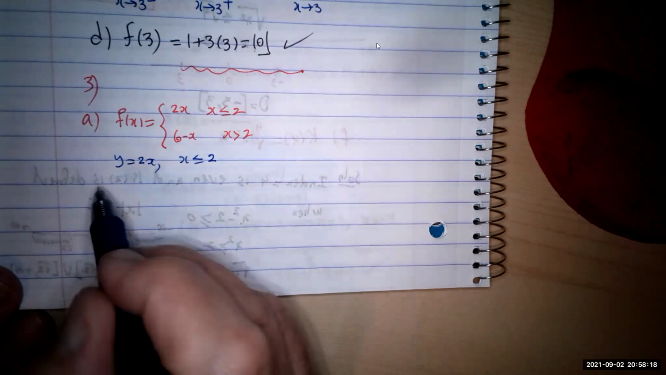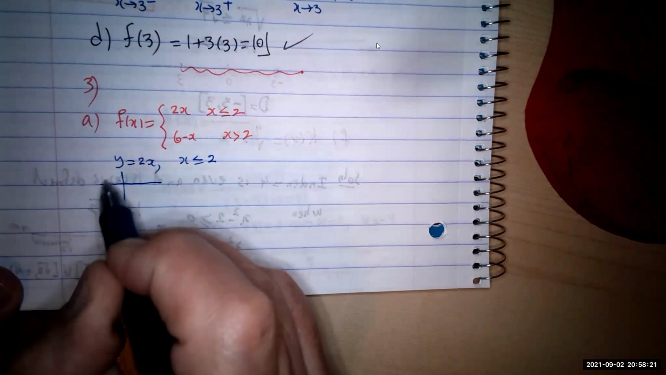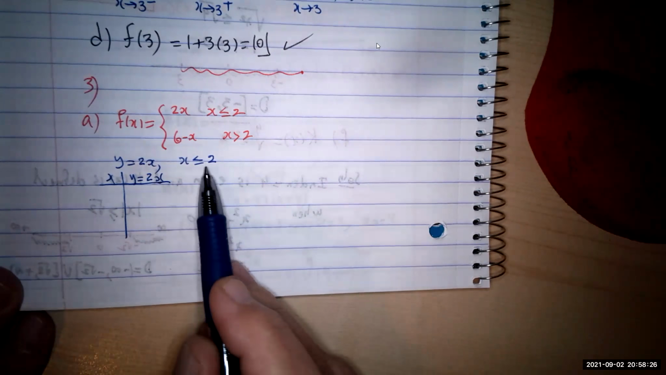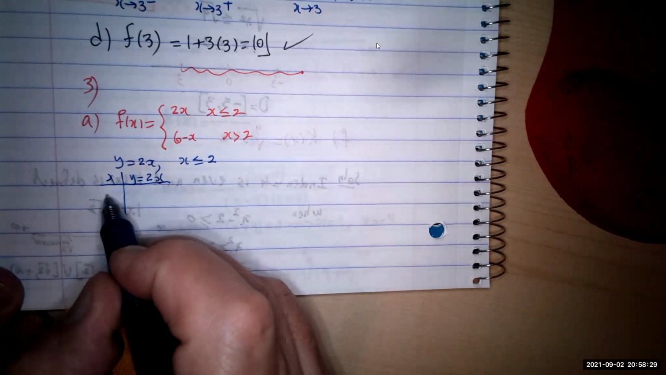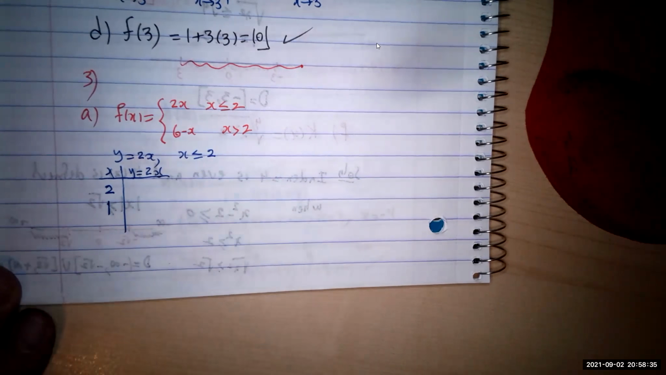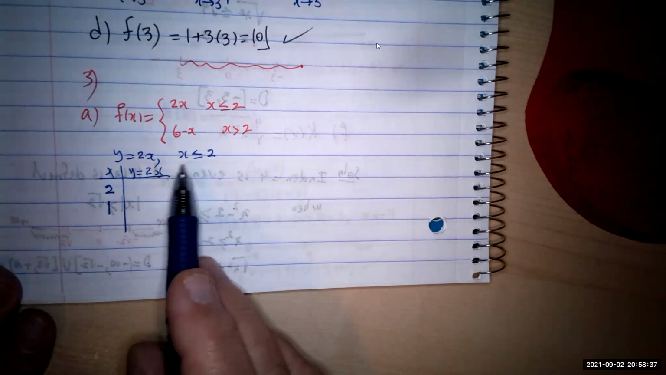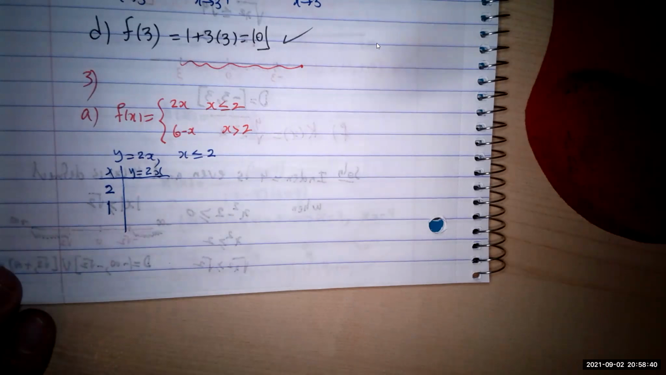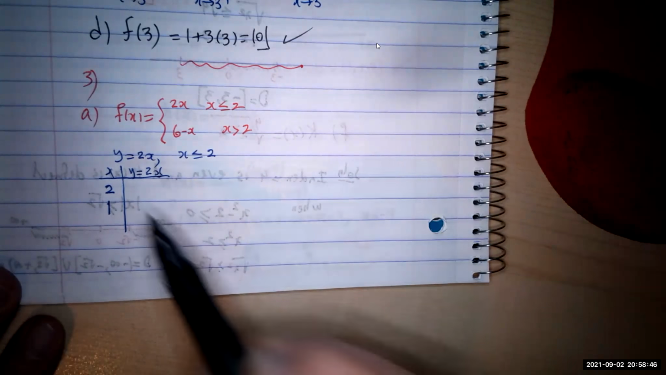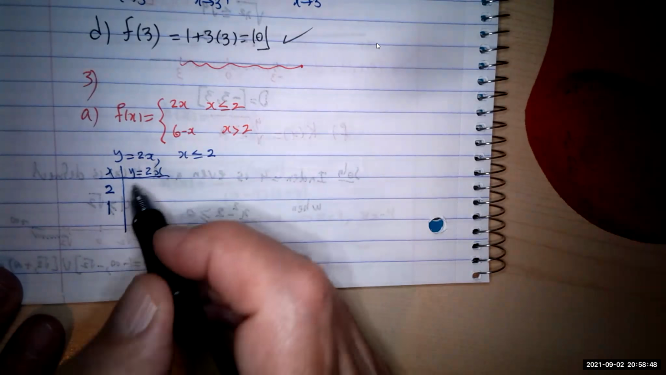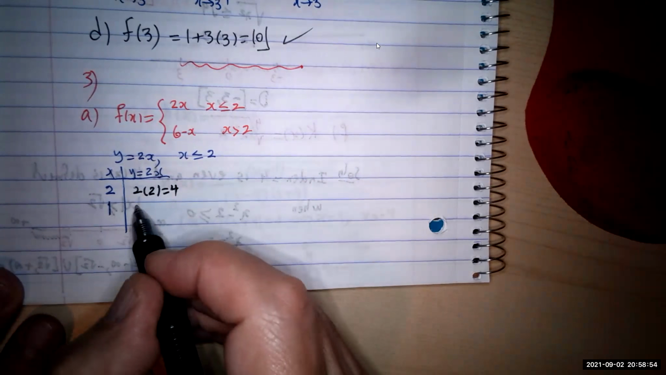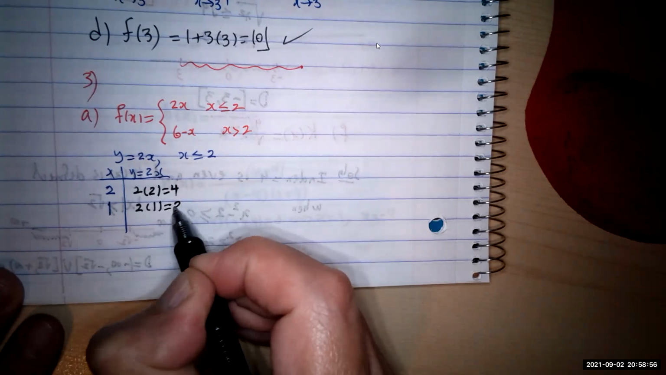You need 2 values for the x. See, this is x, and this is y equal to 2x. Your first number must be the partition point, 2, and something less than 2, like 1. You start with the partition point to make sure that you are not going to go over, because that's your restriction. And then something less. So you substitute here. 2 times 2 would be 4. And over here, 2 times 1 would be 2.